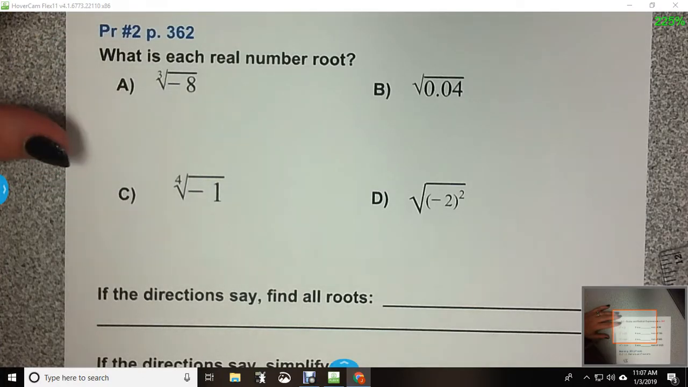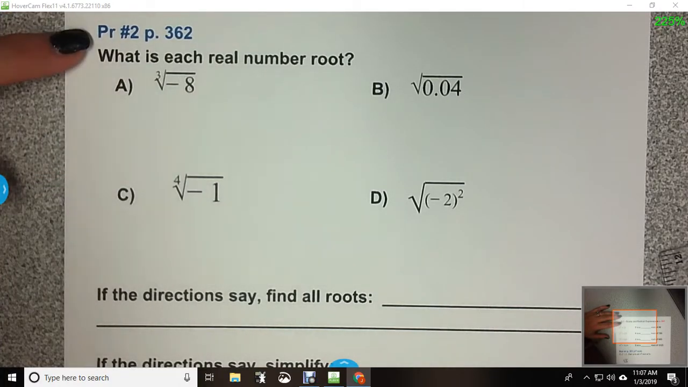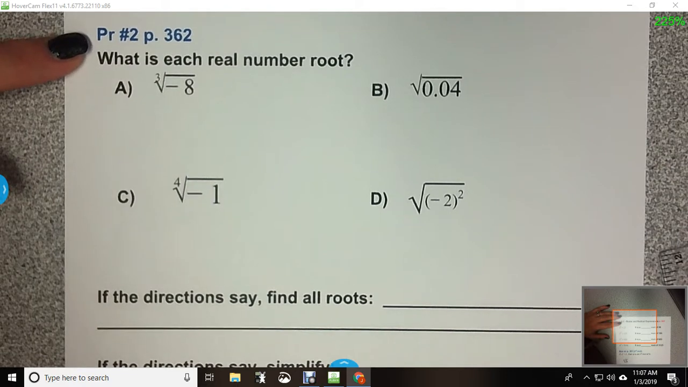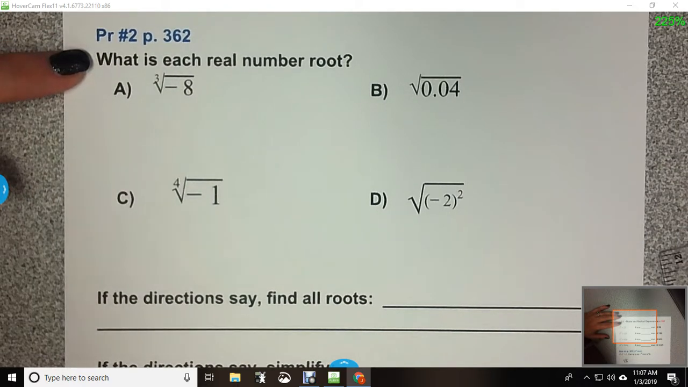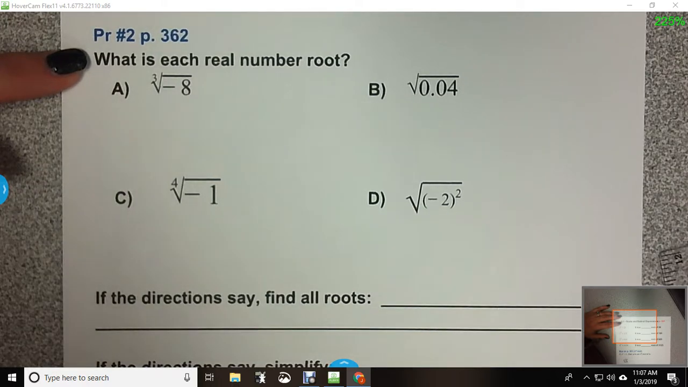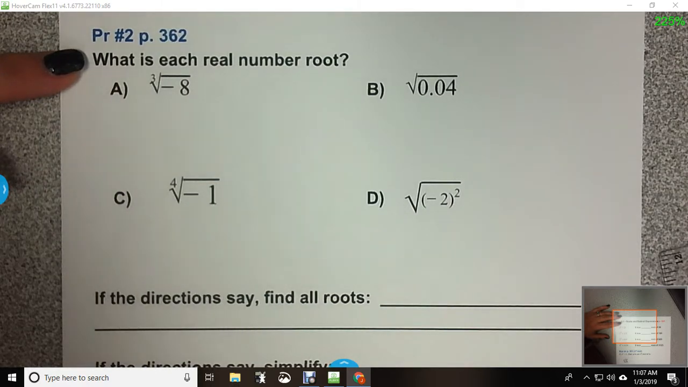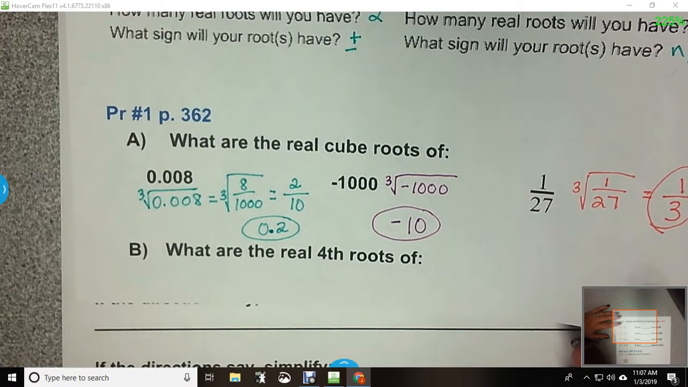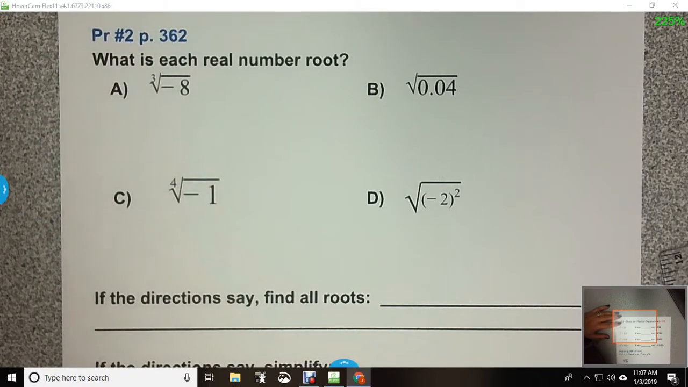All right, so back to the notes. This is problem number 2. It's found on page 362 in your book, and it wants to know what is each real number root. That's the same thing as the directions on the last example said. It said what are the real cube roots and what are the real fourth roots. Well, when it asks what is each real number root, that means the exact same thing.